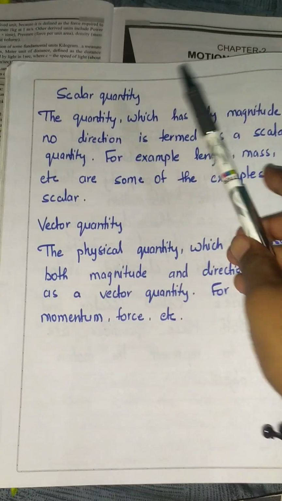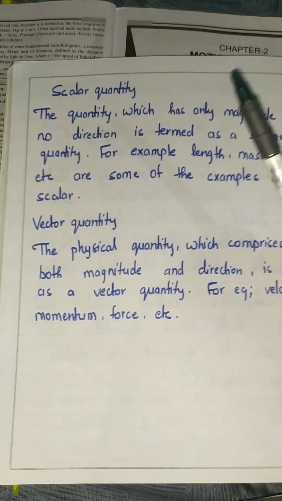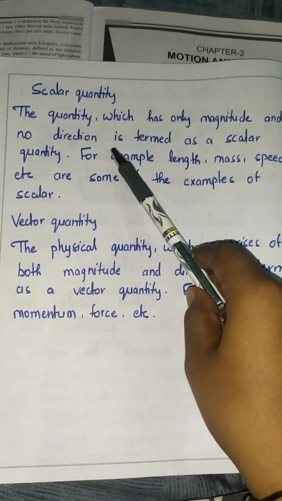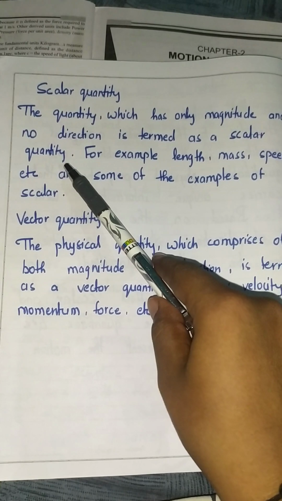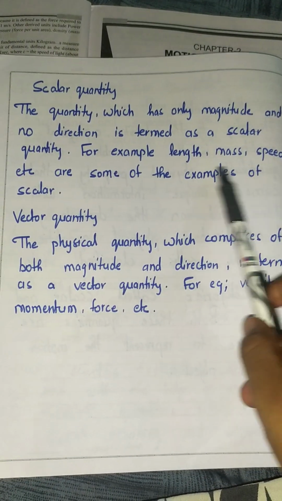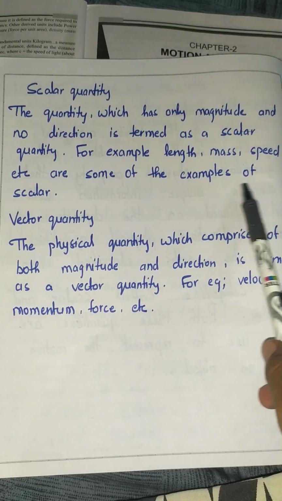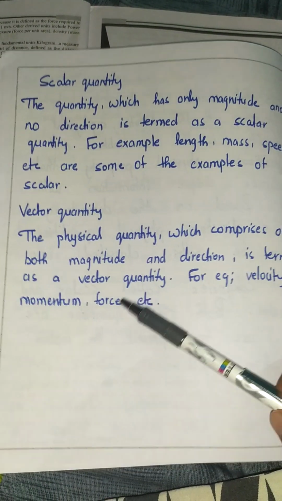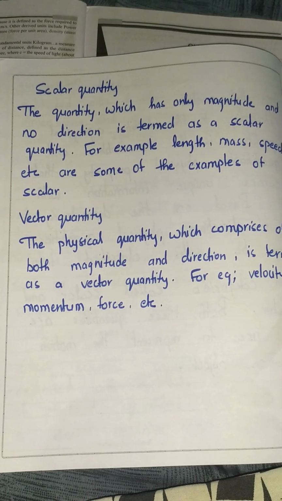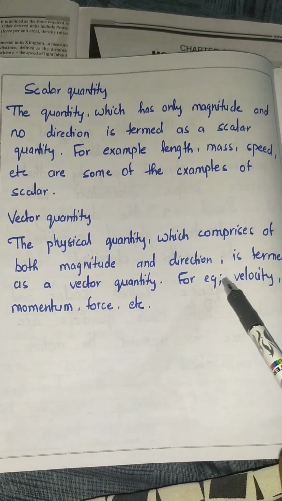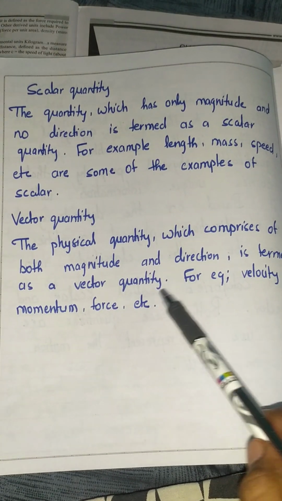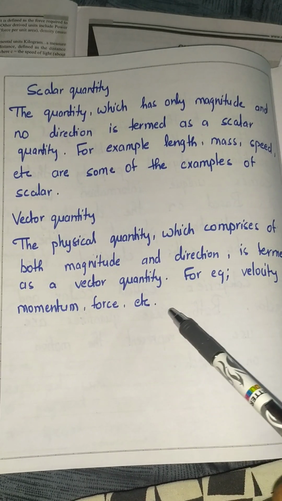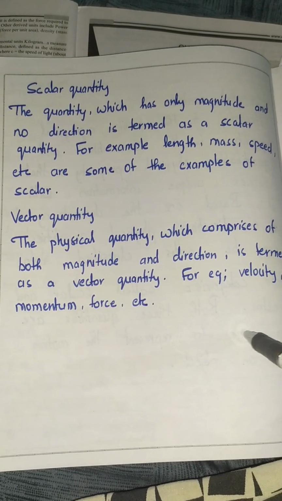Definition of scalar quantity and vector quantity: the quantity which has only magnitude and no direction is termed a scalar quantity. For example, length, mass, speed, etc. are some of the examples of scalar. Vector quantity: the physical quantity which comprises both magnitude and direction is termed a vector quantity. For example, velocity, momentum, force, etc. are some of the examples of vectors.